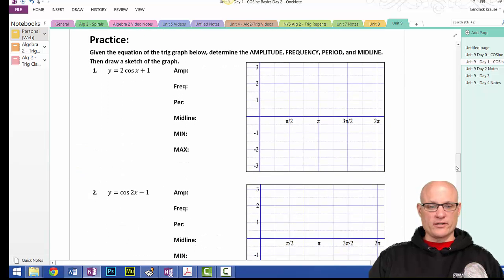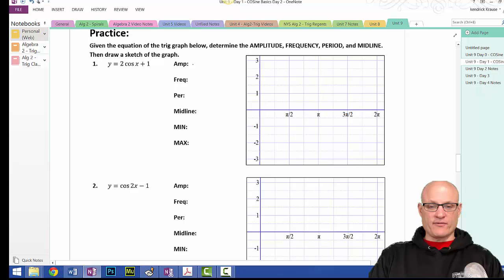All right, let's start working. Let's do these. This won't take very long. This is 2. Amplitude is 2. My frequency is 1. My period is 2 pi over 1, or just 2 pi. What does this mean? This means I'm going to complete one full cosine curve in 2 pi.